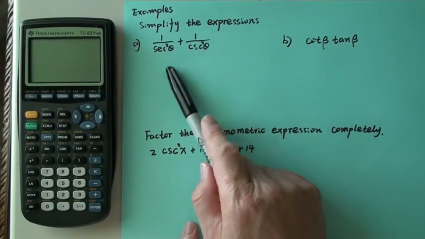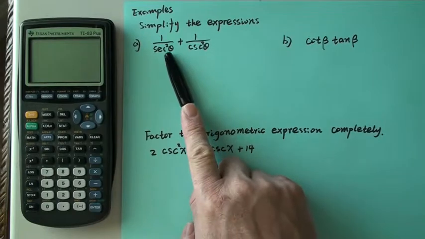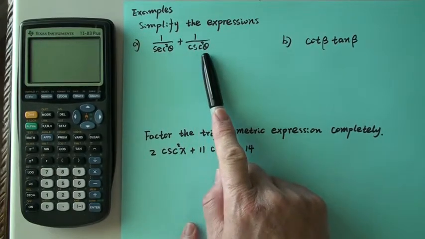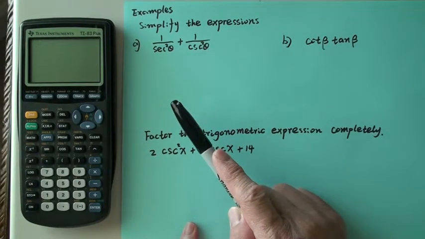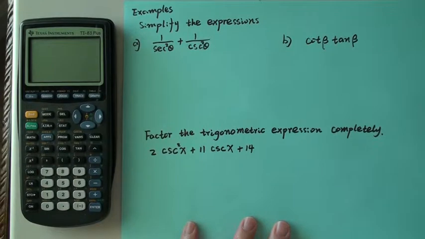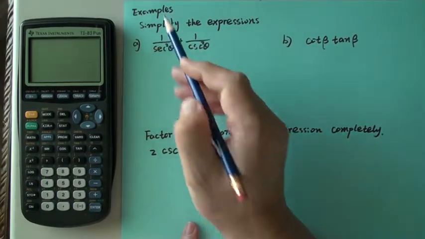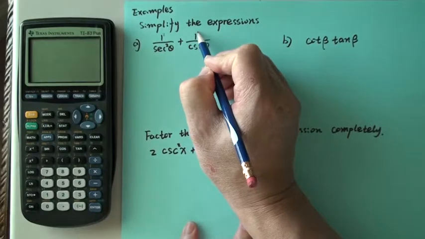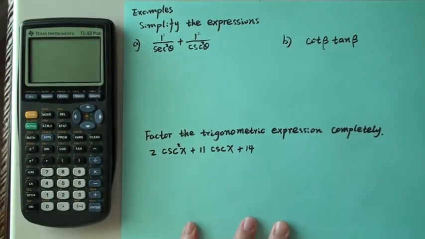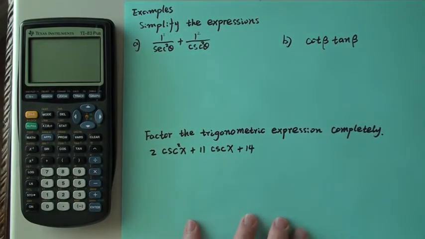Here is 1 over secant theta squared plus 1 over cosecant theta, and then squared. Remember, here is 1. Here is 1. 1 is actually 1 squared, because 1 squared is 1. 1 times 1 is 1. Okay, that's a little bit tricky, huh?